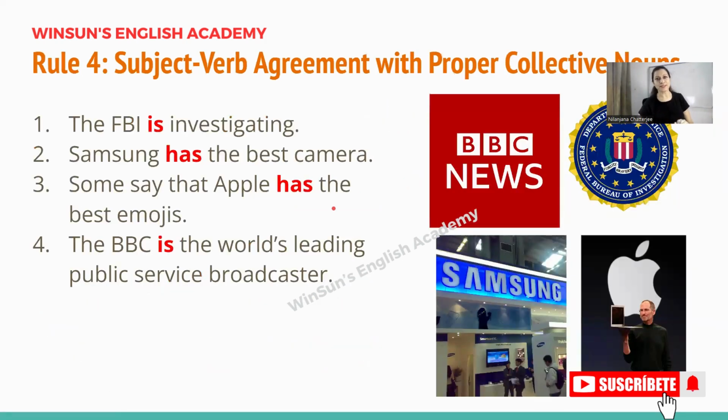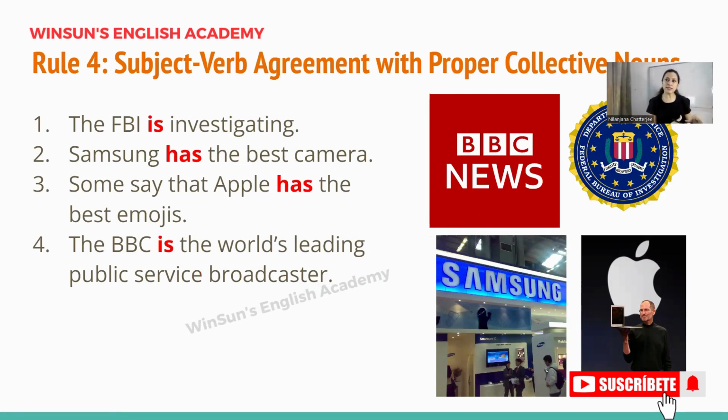This is the bonus rule, that is, subject-verb agreement with proper collective nouns. So far, we were talking about common collective nouns. Now, these are proper collective nouns. For example, BBC, Samsung, FBI, Apple, they are taken as a singular entity, as a whole, as a unit. And that is why they take a singular verb. For example, the FBI is investigating, not are. Okay, Samsung has the best camera. It's just an example.